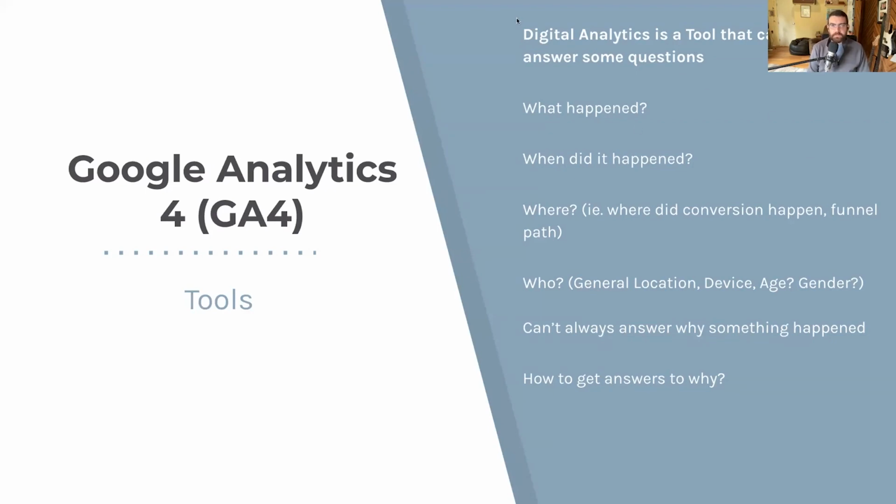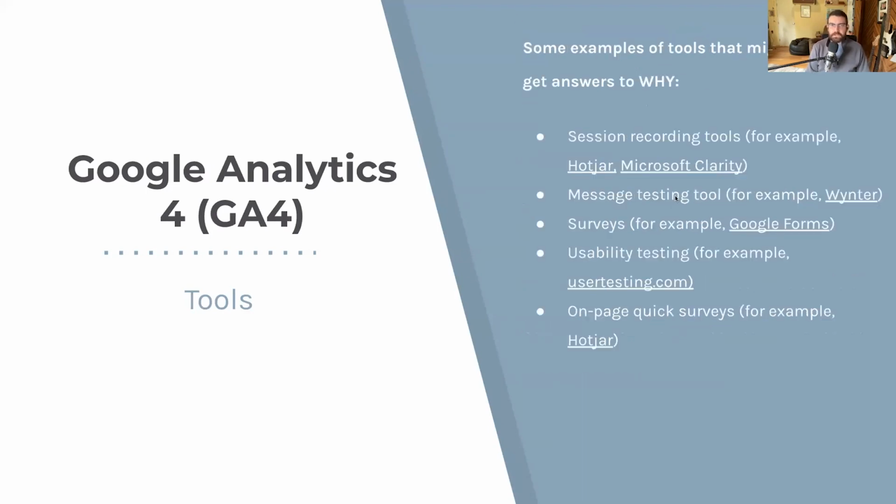I want to briefly touch on some ways that we can help figure out the why, and we'll cover these a little bit later. Session recording tools are helpful. So there's Hotjar and Microsoft Clarity. We use Microsoft Clarity ourselves. It's got a slightly more generous free tier, which is the reason why we use it. You can do some message testing with Winter, changing things around. Again, these are much more high level. We wanted to make sure that we touched on these, as well as surveys and usability testing.